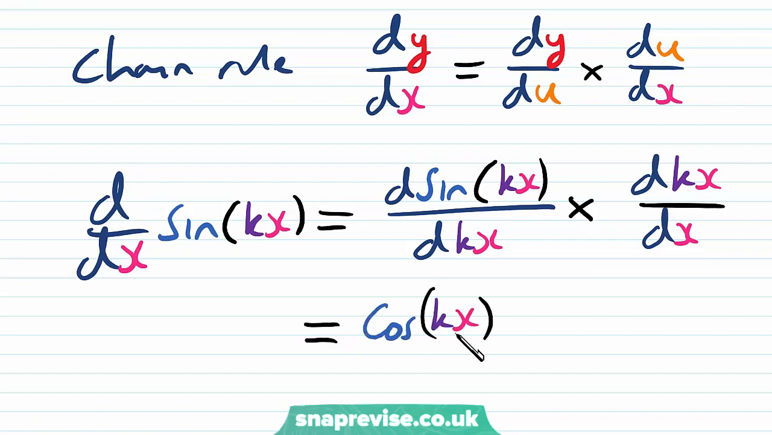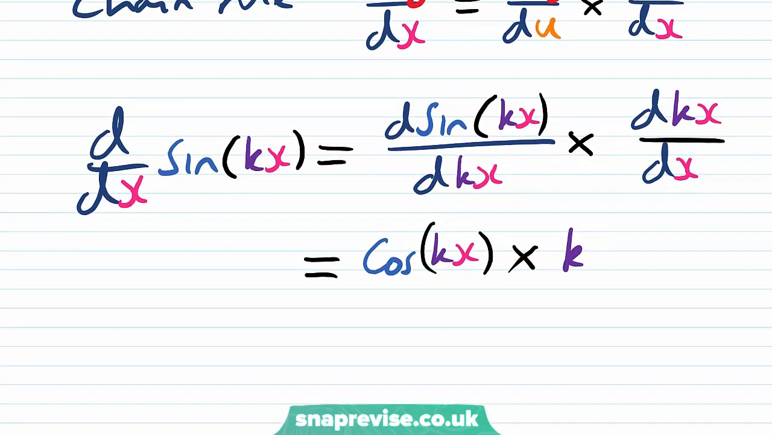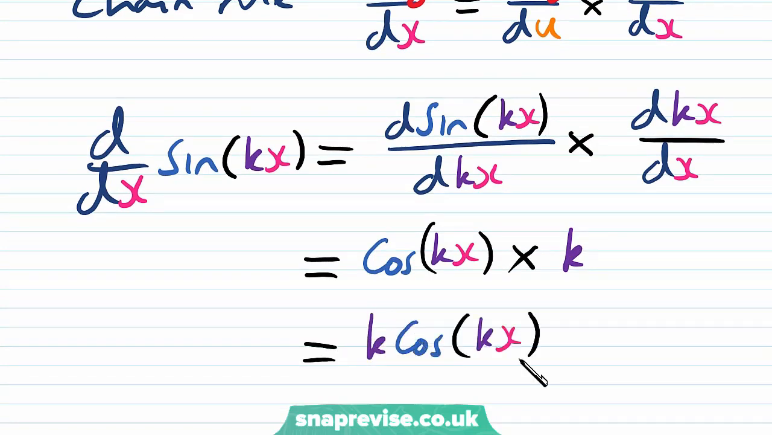If that still feels unfamiliar, you can write u equals kx, and then you get y equals sine of u, and then that becomes cos of u, which is cos of kx. But this is a slight shortcut. And similarly, the derivative of kx with respect to x is just k. And so as we saw, we get k multiplied by the cosine of kx.